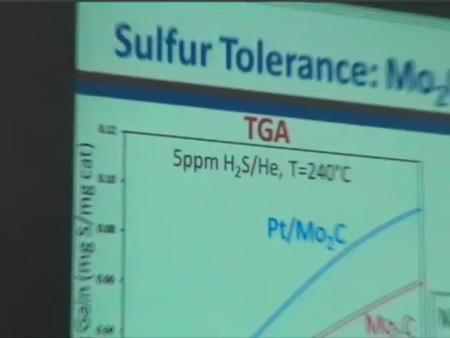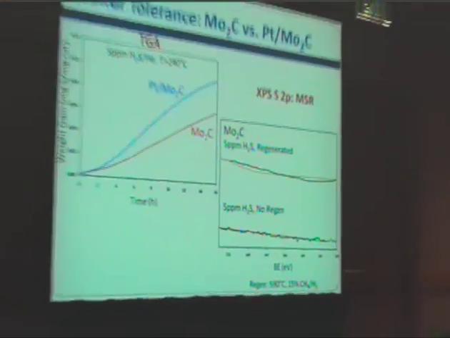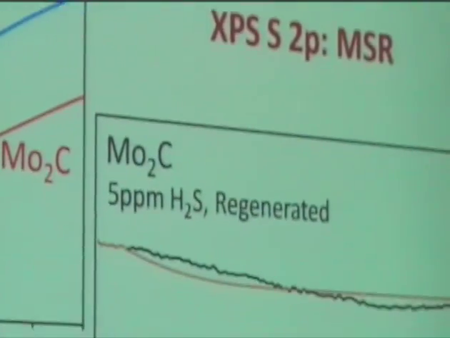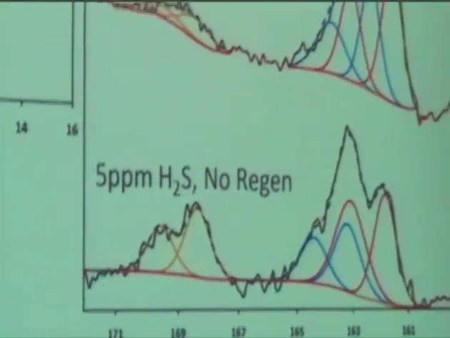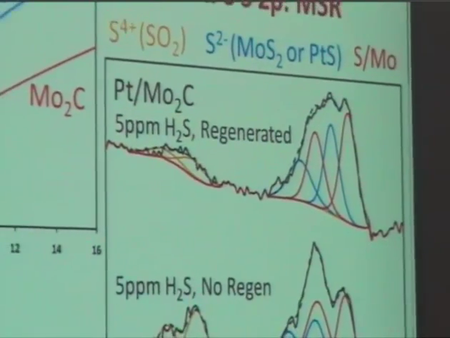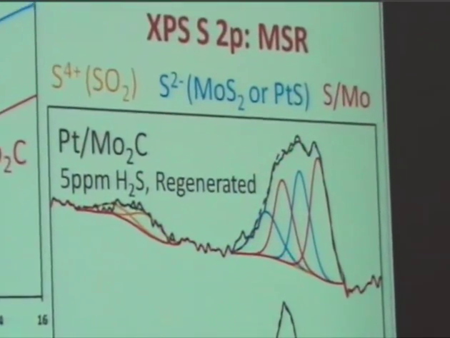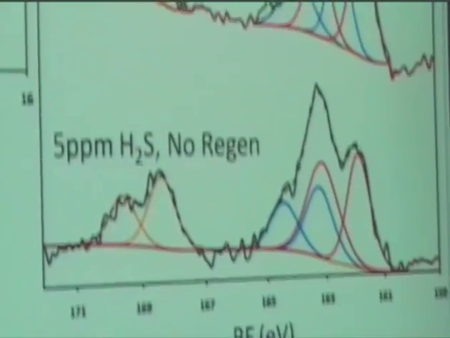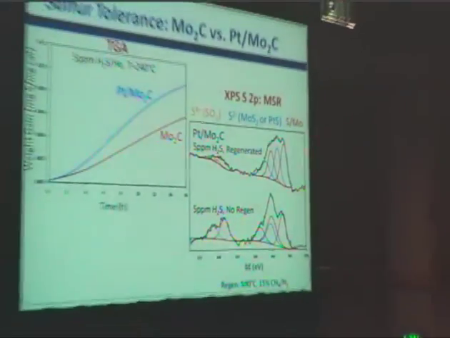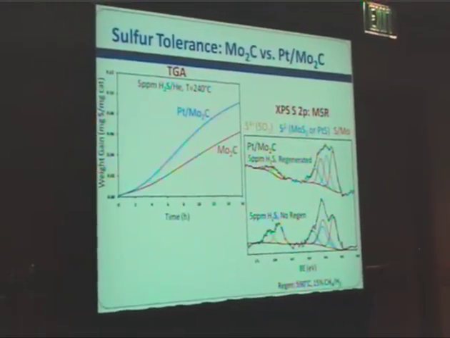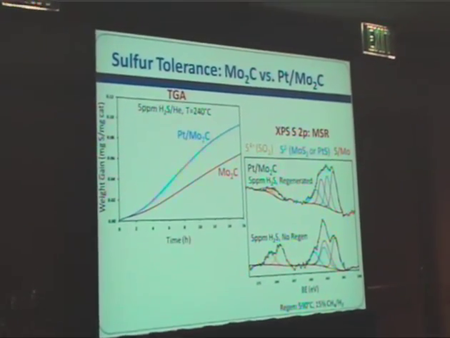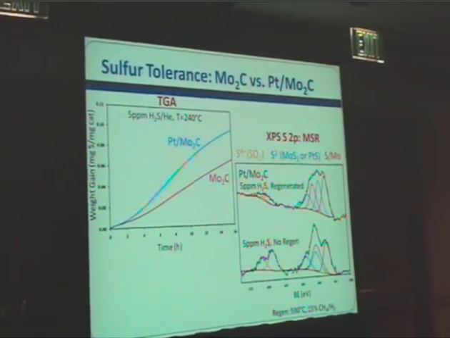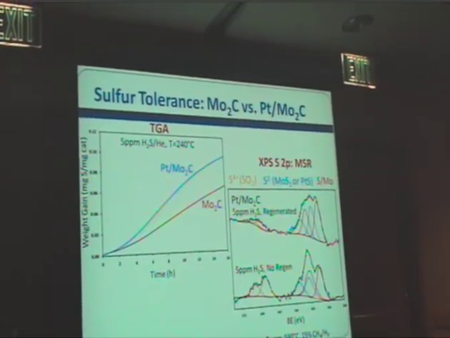And when we look at XPS, I showed this before for molycarbide. So this is steam reforming molycarbide. We didn't see any sulfur. Now, when it's platinum molycarbide, there's very strong sulfur signals, both without being regenerated as well as being regenerated. And you see specifically, again, sulfur adsorbed on molybdenum, the sulfur 2- species, which in this case could be either molysulfide or platinum sulfide. And you even actually end up with these sulfate species at higher binding energies.